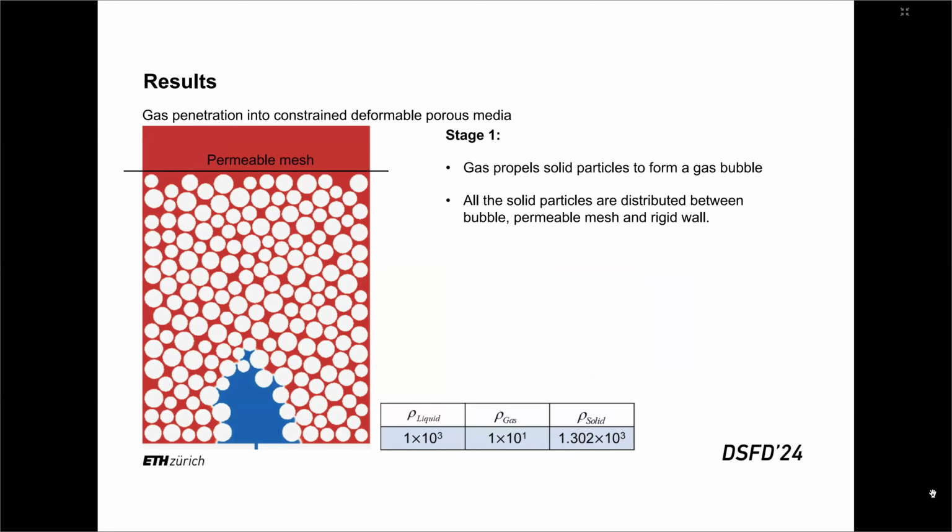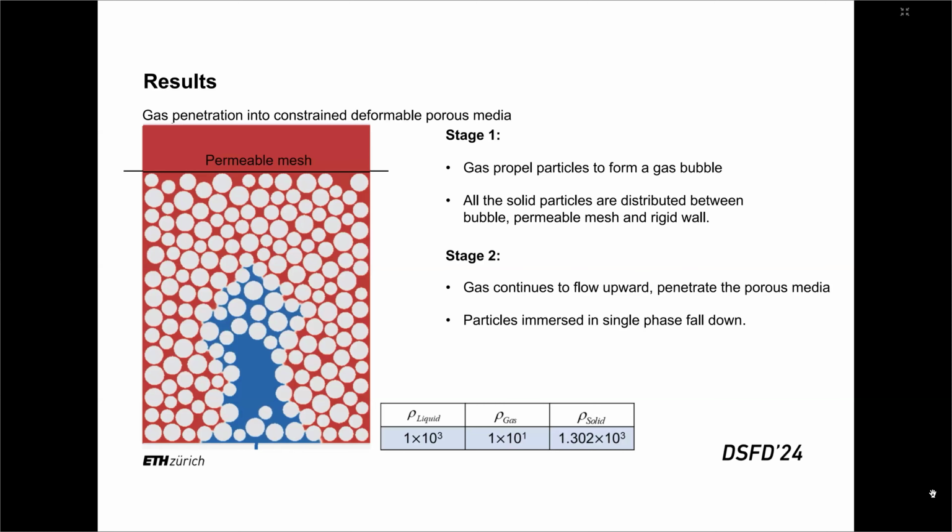From our simulation result, we can divide this process into two stages. Stage 1, we found that the gas will propel solid particles and form a gas bubble. All the solid particles are distributed between the bubble, permeable mesh, and rigid wall. In stage 2, gas continues to flow upward and penetrates into the porous media, and the particles immersed in the single phase will fall down.